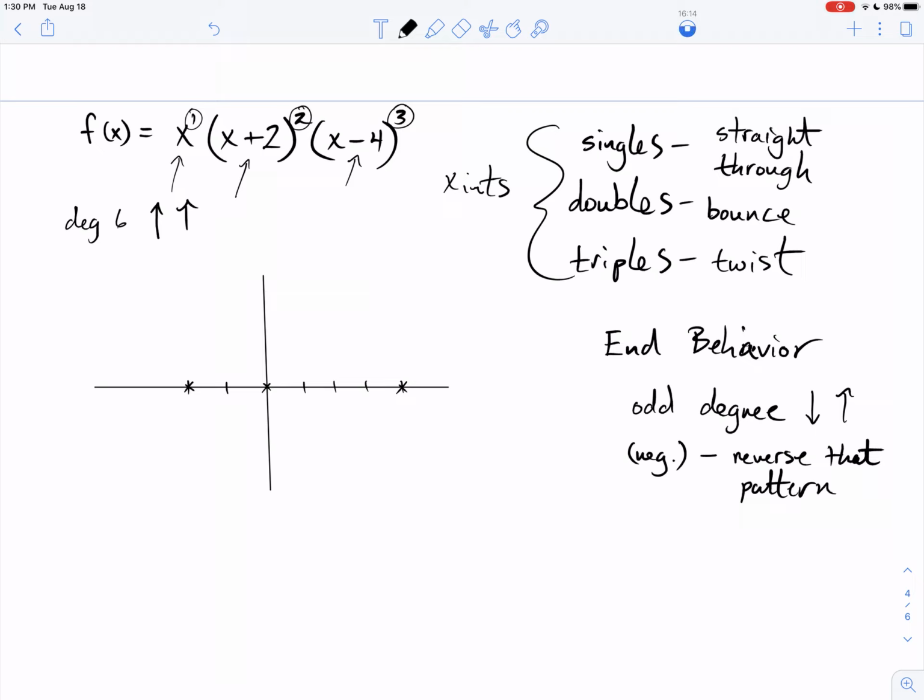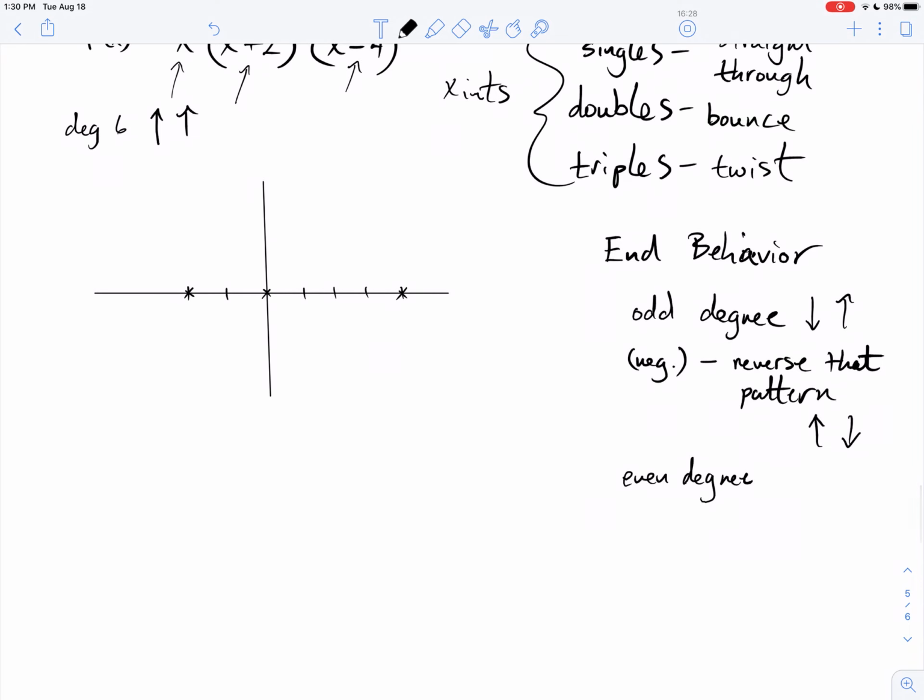So if you had a negative odd degree, it would go up on this side, down on that. When you have an even degree polynomial, that means it will go up on the right, up on the left. But if you put a negative in front of that, can you guess what's going to happen? It would reverse that pattern. I surely would, and it would go down on both sides.